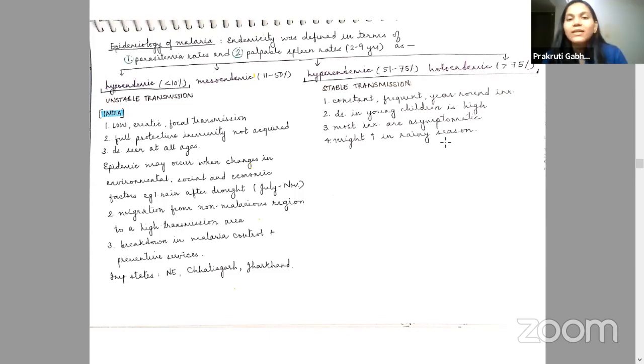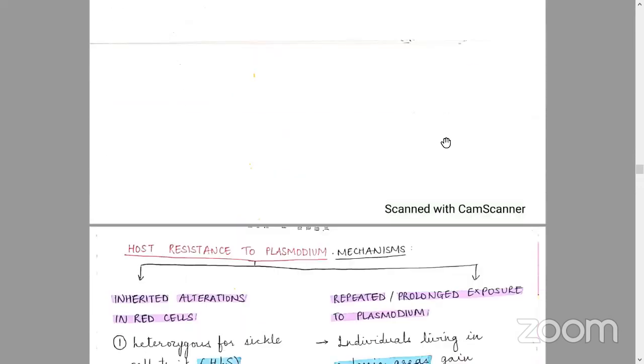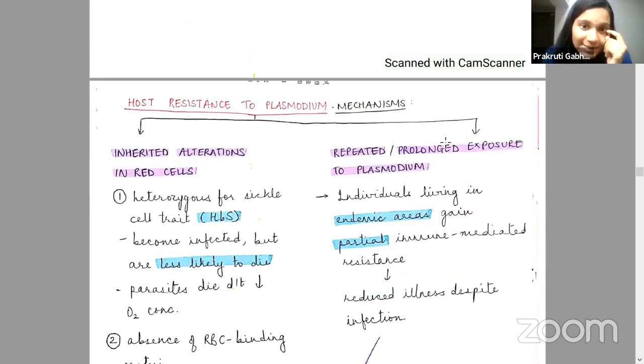And although we say that there is a constant frequent year-round infection, the disease prevalence might increase in the rainy season. So I hope this is clear about unstable transmission and stable transmission, because a lot of points ahead are based on whether the disease is occurring in an unstable transmission or a stable transmission. The next is, some people, as I said, especially in the high transmission or stable transmission areas, have resistance to Plasmodium. So what are the basic mechanisms of resistance?